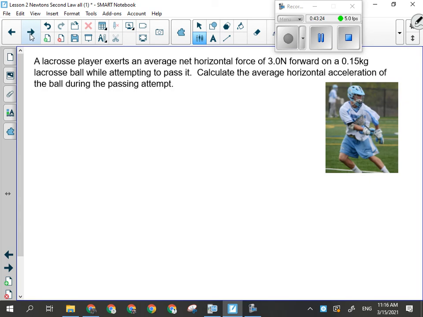All right, this is absolutely the easiest Newton's second law question you could ever encounter. In this question we have a lacrosse player who exerts an average net horizontal force of 3 newtons. What did they just give me? They gave me net force. They didn't make me calculate it. So I already know what F net is. F net equals 3.0 newtons forward.